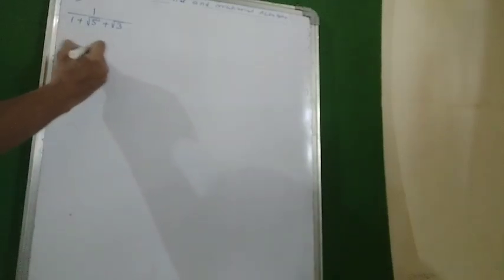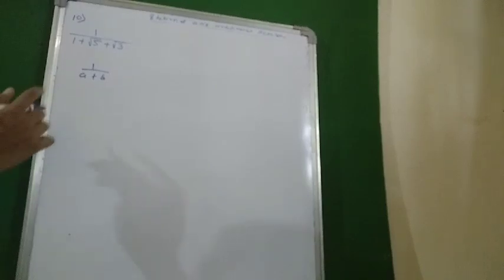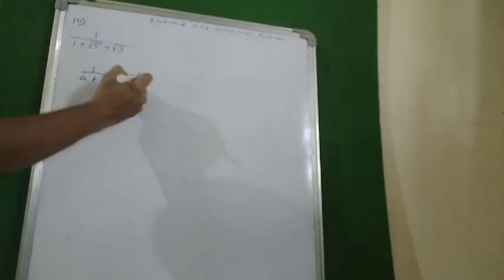which we have left in the first lesson, that is rational and irrational numbers. Okay, we'll start with exercise 1D, sum number 10. Whenever we are rationalizing the denominator, we have two terms, that is we have a plus b. So we used to rationalize it by a minus b.